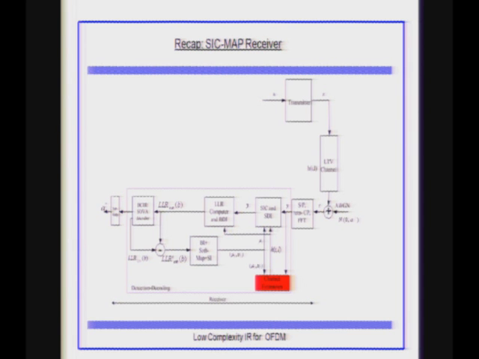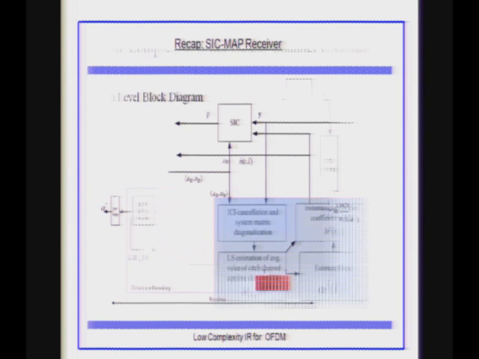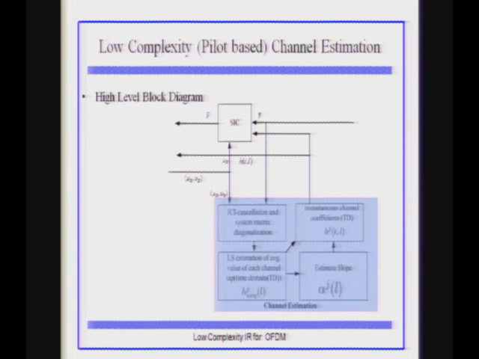So as you see, just before we go, because of this block, the soft mapper, you get the conditional mean and variance, and we try to leverage on that. So it's an iterative channel estimation scheme. Just a high-level picture. We are going to see these blocks in detail soon.